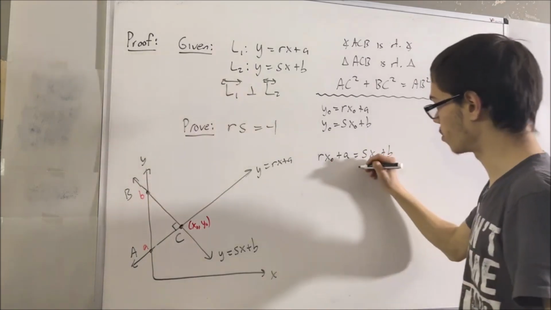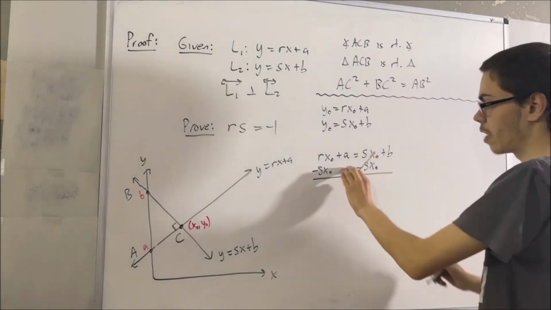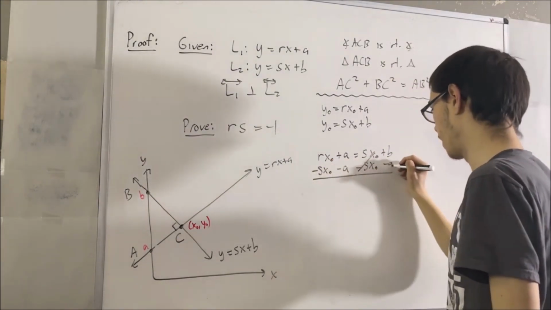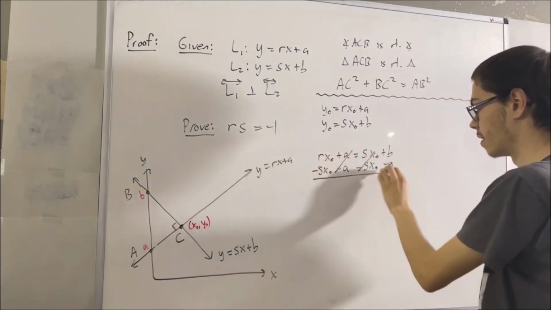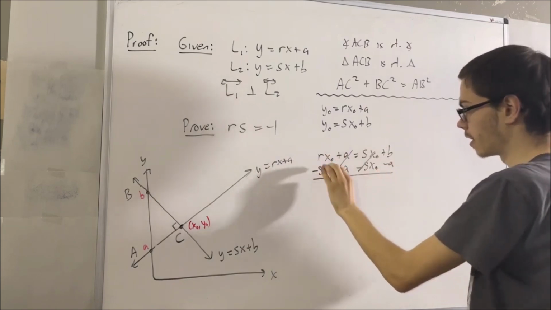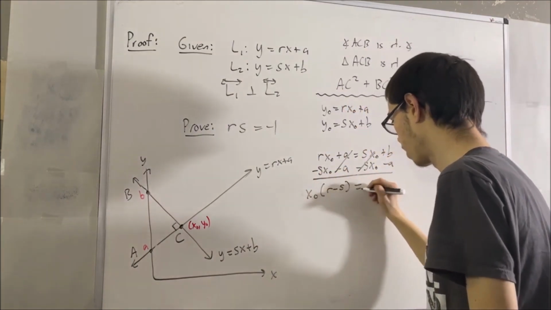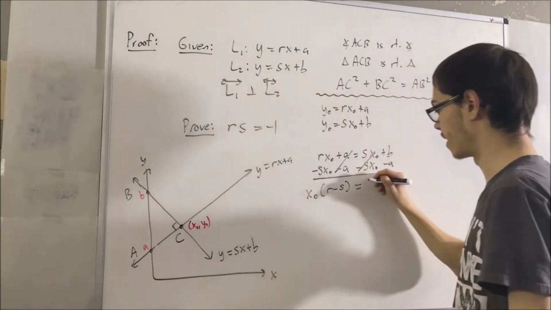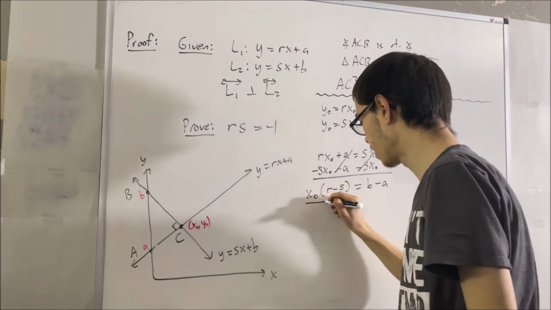I will start by subtracting sx0 on both sides. And you know what? I'll also subtract a on both sides at the same time. So that goes away as well. This is what we're left with on the left side. This is what we're left with on the right side. On the left side, we can factor out x0, so we get r minus s. And on the right side, we have b minus a. From here, we can divide r minus s on both sides.